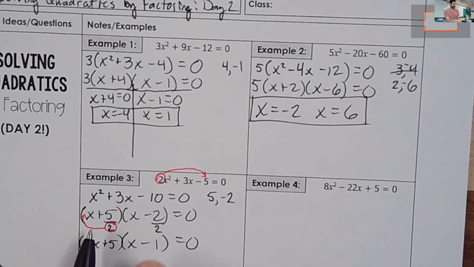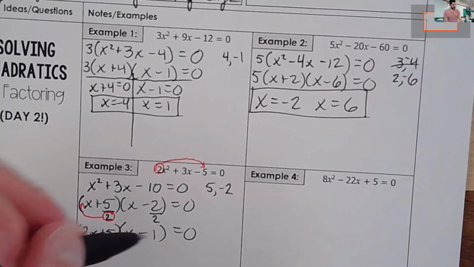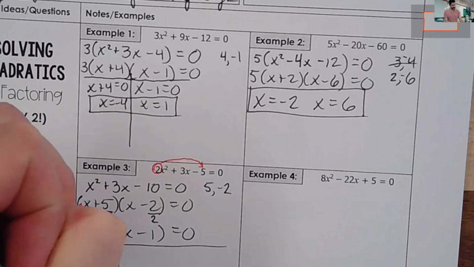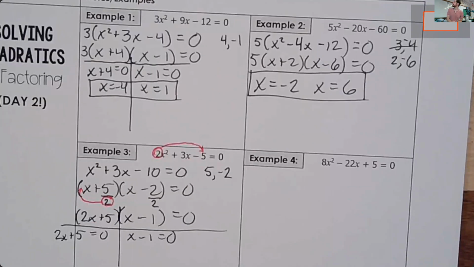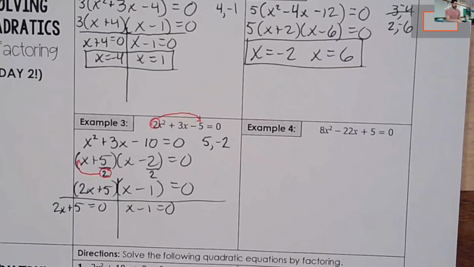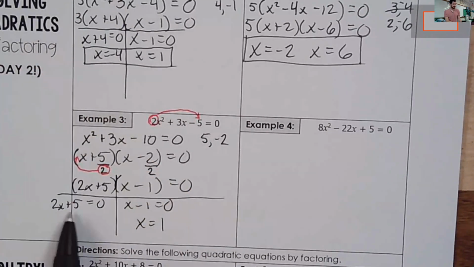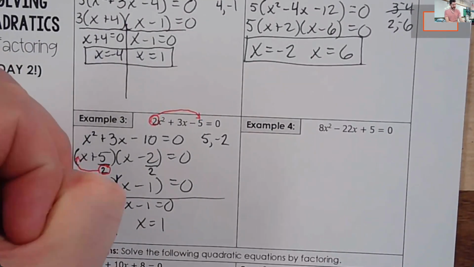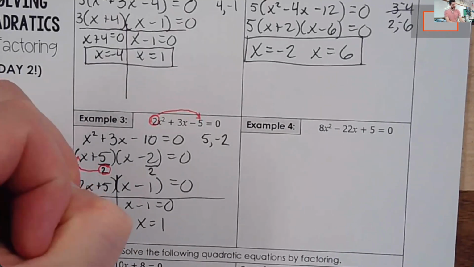Now we can set the two sets of parentheses equal to 0 and solve for x. The 2x plus 5, that'll be 2 steps. This one will be 1 step. So we'll set up our equations, and that'll be 2x plus 5 equals 0, and x minus 1 equals 0. For the x minus 1 equals 0, just add 1 to both sides, and x equals 1. For this one, it's 2 steps, so we have to subtract 5 from both sides first, so that would be 2x equals negative 5. And then divide both sides by 2, so that would be x equals negative 5 halves.